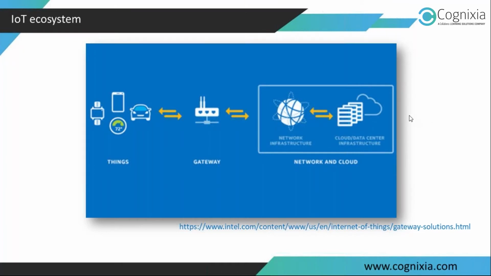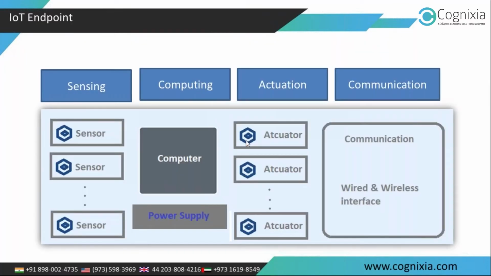Okay, so yes, I'll resume my session because we have a lot to discuss. Okay, so I'm coming to IoT endpoint architecture now. Endpoint means we use those terms for endpoints. Sometimes we call them things, sometimes we call them objects, embedded systems. All those terms we keep using interchangeably.